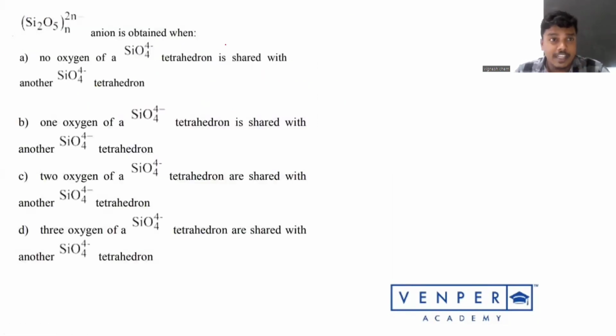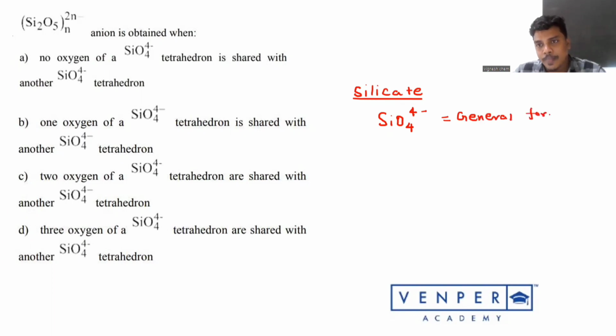Next question. They're asking about the geometry of the Si2O5 2n minus anion. Now see the trick for silicates. Please note this trick. What is the silicate general formula? SiO4 4 minus is the general formula for silicates. Now what is the trick? First take SiO4, now double the formula. It becomes Si2O8.